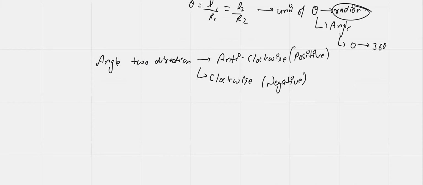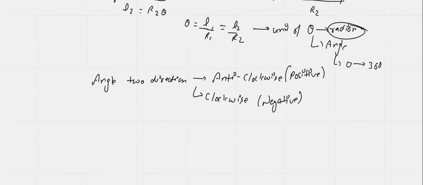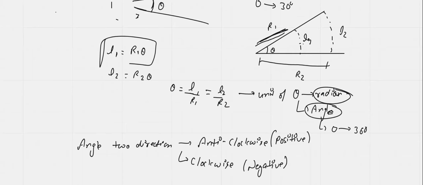Theta can be measured in both ways, like radian and degree. I have written here that theta can be measured in radian and in degrees, both ways. But if you calculate L by R, whatever answer you are going to get, the unit will be radian. This won't be degrees. Understood this properly? Okay.